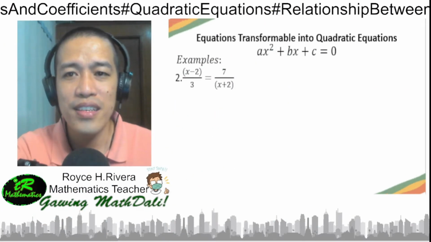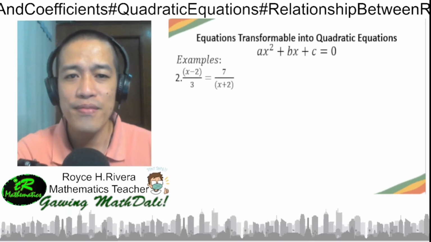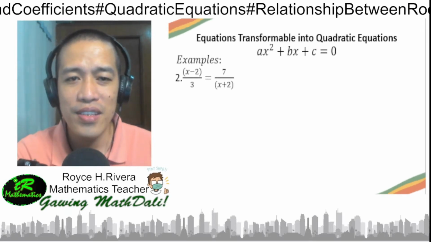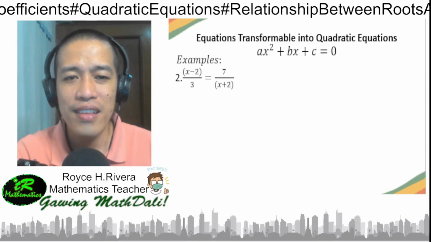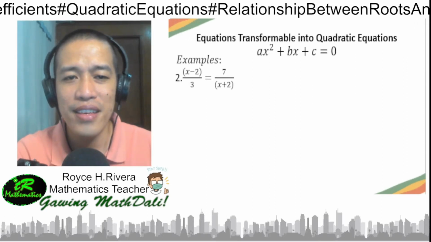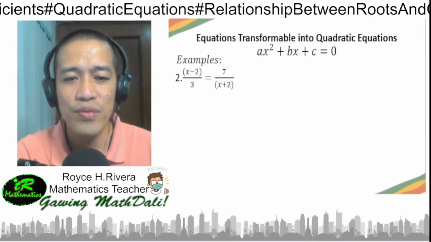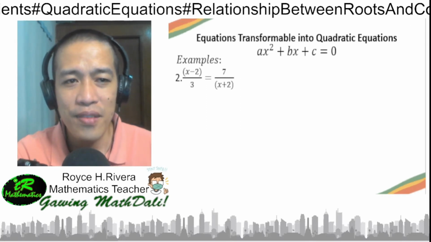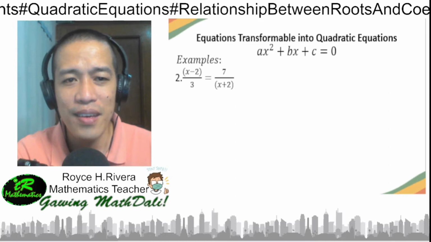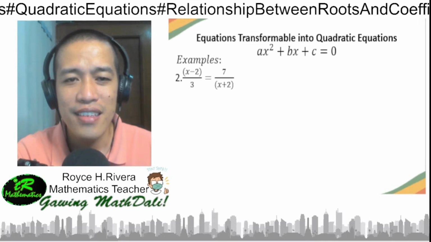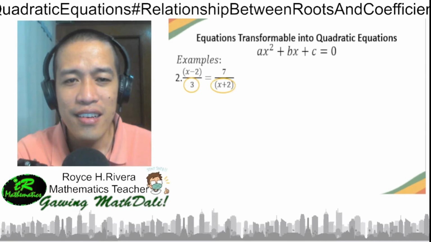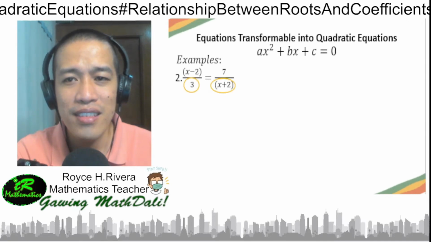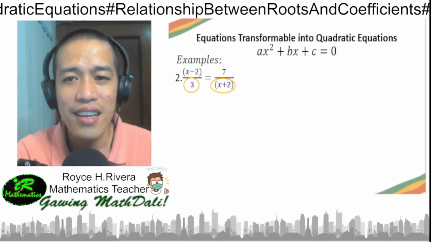Now let us proceed to example number 2. The given equation x minus 2 all over 3 equals 7 over x plus 2. We can transform this into a quadratic equation by multiplying the product of the denominators to both sides of the equation.